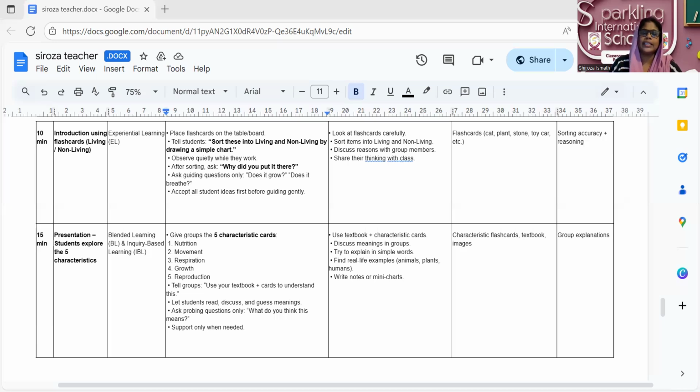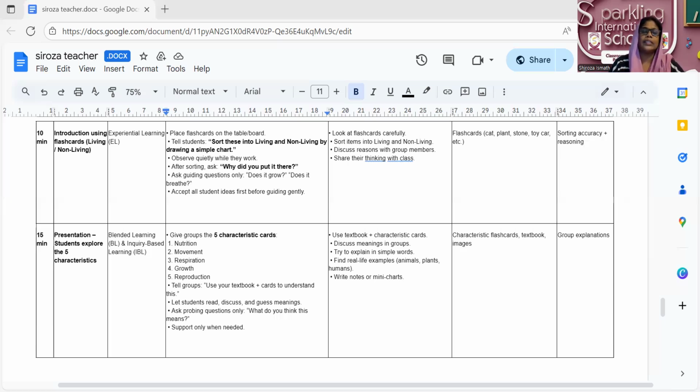As a teacher, I will divide the students into five groups and give each group a set of five characteristic cards: nutrition, movement, respiration, growth, and reproduction. I will tell them to use their textbooks and these flashcards to find what each characteristic means. This is blended learning. I will ask them to read the book, discuss with their friends, and guess the meaning in simple words.